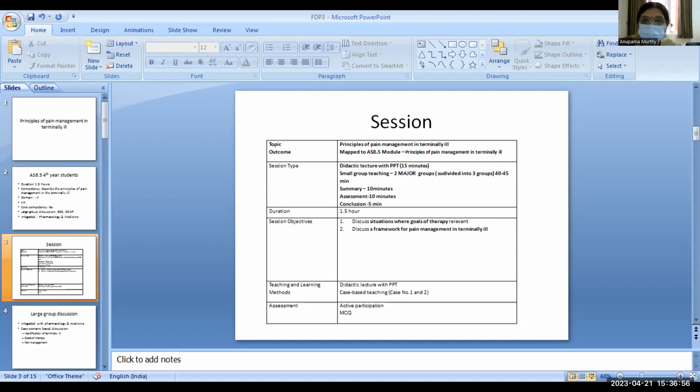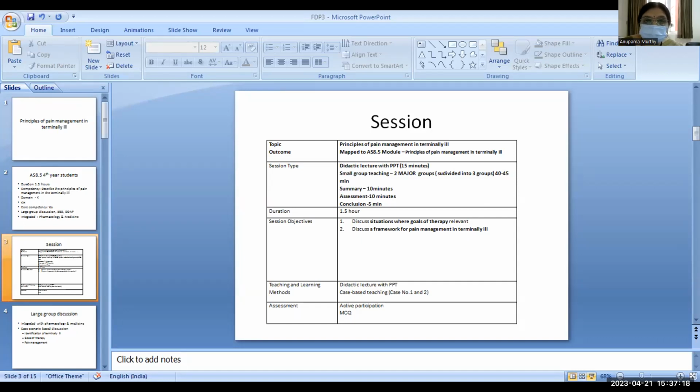We'll have small group teaching, 2 major groups, which will be subdivided into 3 groups each. The session will last for 40 to 45 minutes. So this completes the 1 hour. And then we are going to have a summary at the end for 10 minutes, followed by assessment with checklist and MCQs for 10 minutes, and then the concluding remarks. So the total duration is around 1.5 hours.